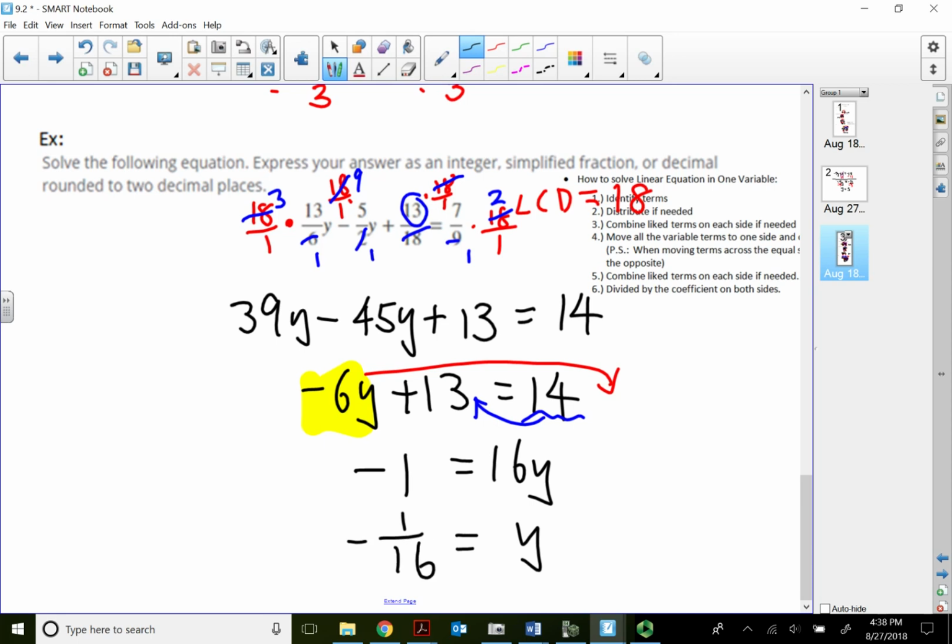All right. So in this lecture video, I just wanted to show y'all how to solve linear equations where we have to combine like terms sometimes, move terms back and forth, and divide by the coefficient. That will conclude this lecture video. Thank you for watching.